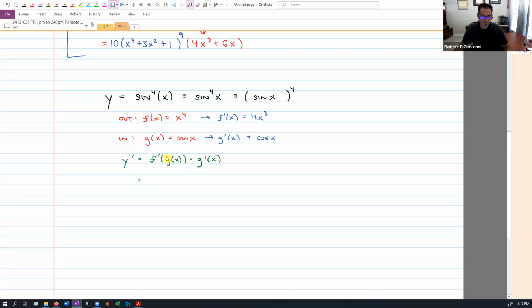Now I'm actually going to move from left to right this time because I normally don't start with g prime. Let's just keep in mind that g prime is going to be the easy part, right? So I'm going to do f prime, which is this, but instead of plugging in x, what am I going to plug in? Sine x. The g function. Sine x is going to go in there. So that should be 4 with sine x in here, cubed. So I just replace that blue with this sine. And then times the g prime, which we know is cosine x.